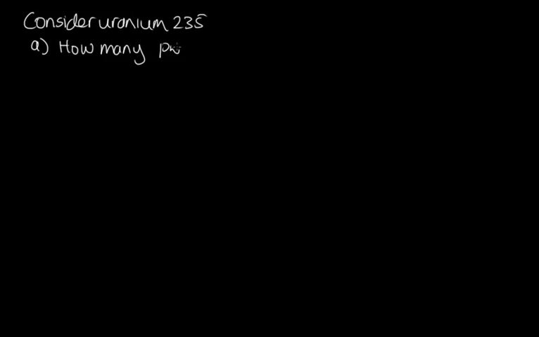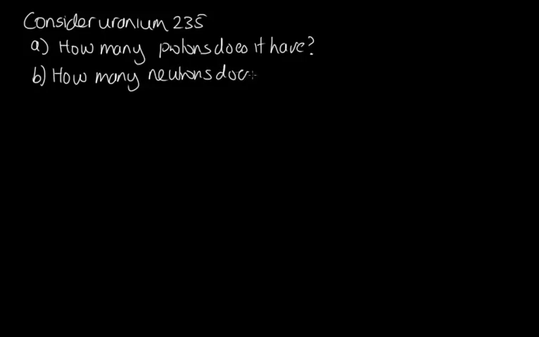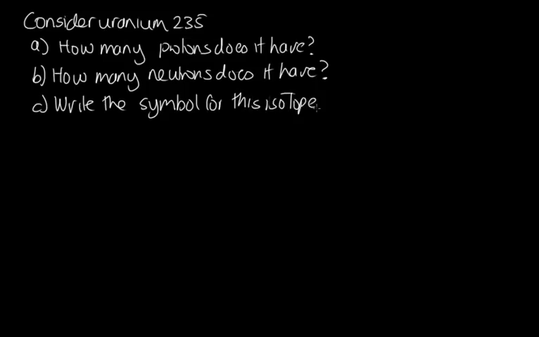So let's have a look at an example now. Consider uranium-235. Part A, how many protons does it have? Part B, how many neutrons does it have? Part C, write the symbol for this isotope. So part A, to work out how many protons it has, we actually have to look up uranium on the periodic table. When we look it up, we see that its atomic number is equal to 92. So this tells us that it has 92 protons.